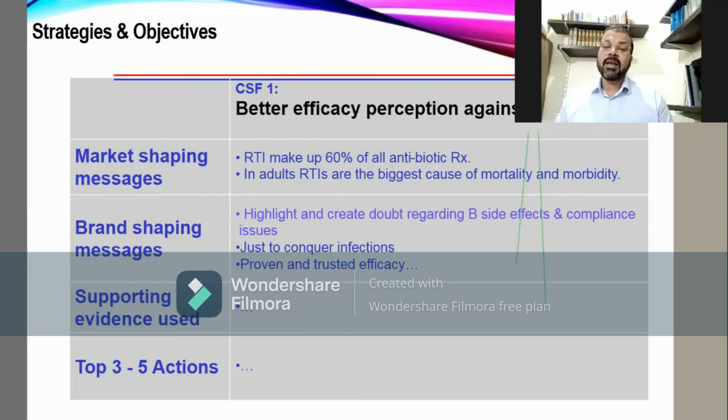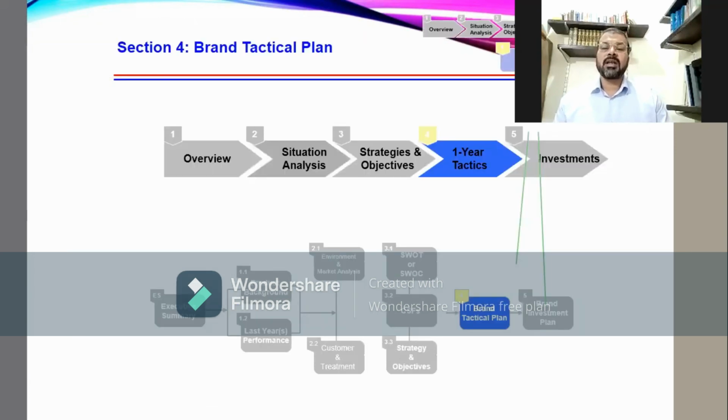Highlighting with the support and evidence, you must be giving the reference of the study, that this study, this journal, this book is telling. So you can highlight the top 3 to 5 actions that you will do in the field to establish this point in the mind of customers, that your product is more efficacious.